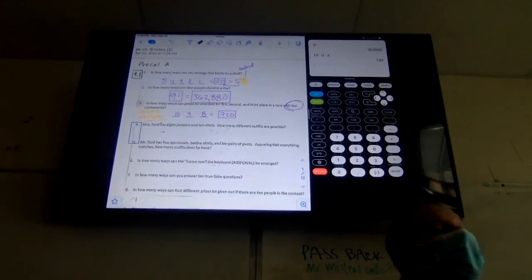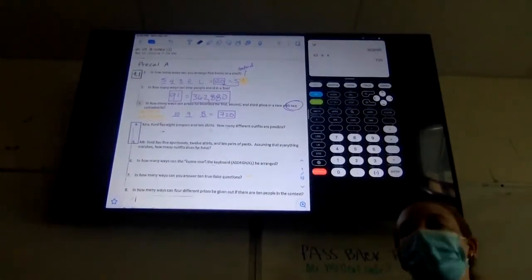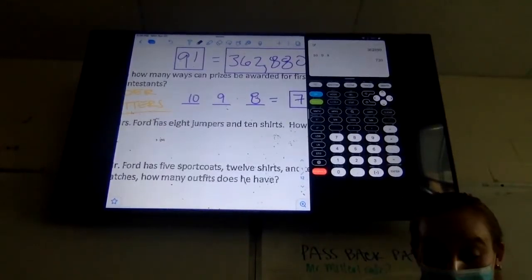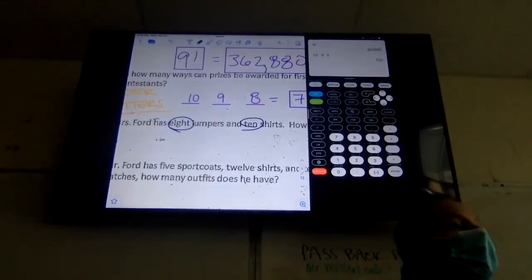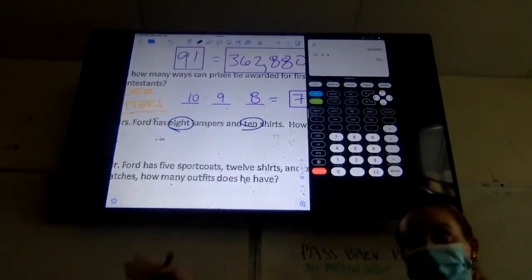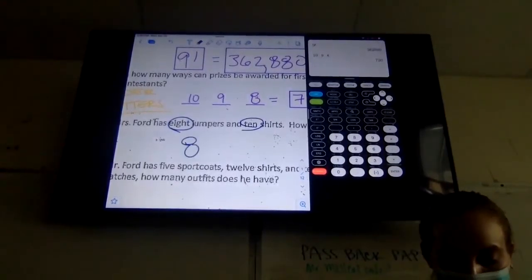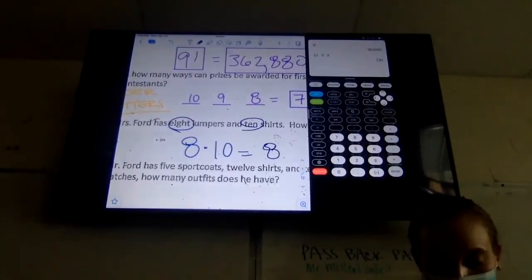Not just 8. 80. Why 80? I think you're right, Will. Why? 10 times 8. Why'd you do 10 times 8? 10 shirts and 8 jumpers. Good. So for every jumper she has, she can wear 10 shirts with it. And I could do the second jumper and she has 10 shirts to wear with that. And I can do the third jumper. So we just are taking the amount of things that we have and multiplying them together. So 8 times 10 means that we have 80 options.